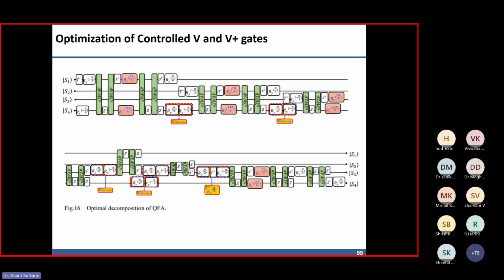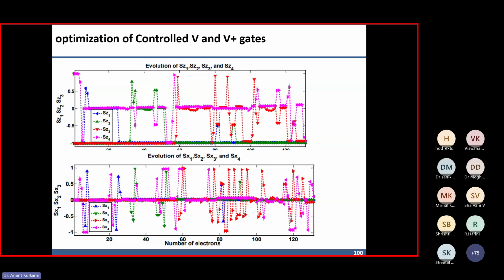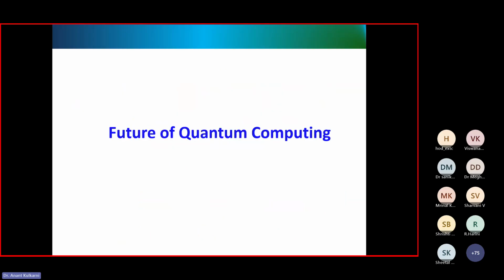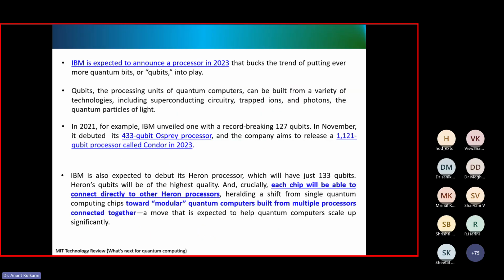So this is the optimization. We have reduced it. This is evolution. You can go through it and see what the future of quantum computing is. Let me talk about it in brief. IBM is expected to announce a project. Actually, this is an old slide; probably they would have announced it by now.